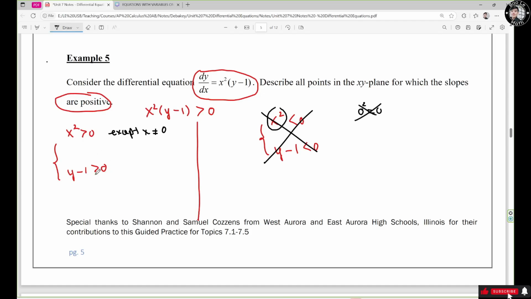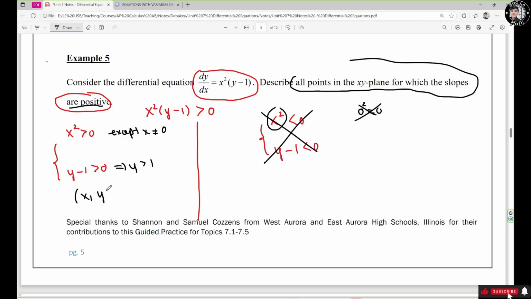Now to solve this one, you need to add 1 to both sides, right? So you have y greater than 1, right? So you need to answer the question: all points in the xy plane for which the slopes are positive are s and y, where s not equal to 0 and y must be greater than 1, right?